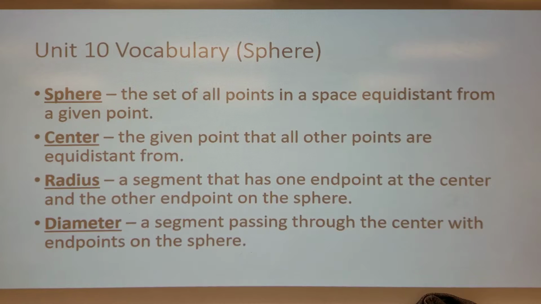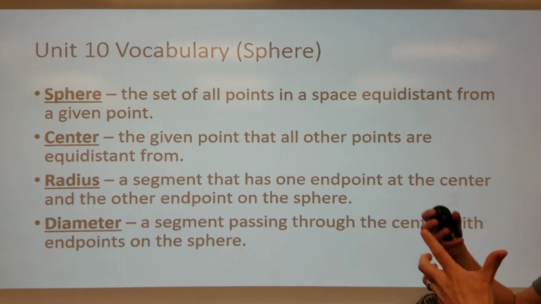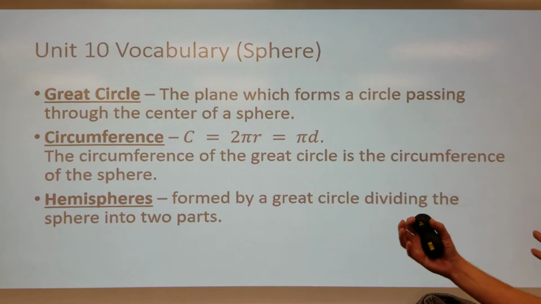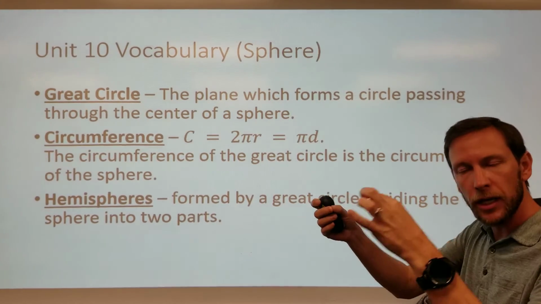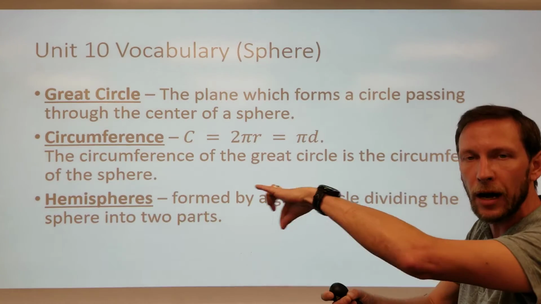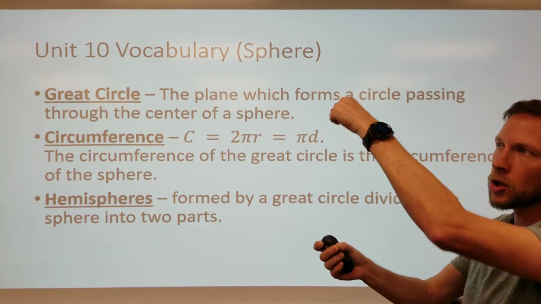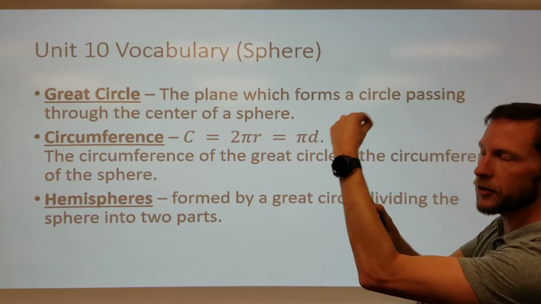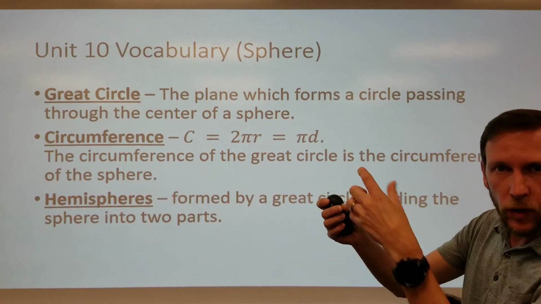We're going to have some basic formulas. We're going to be using pi. We're going to have radii and diameters involved in this conversation. A great circle is kind of like the equator, right? It's a circle that goes all the way around the sphere. But any of those longitudinal lines that wrap all the way around the Earth, those would also be great circles.